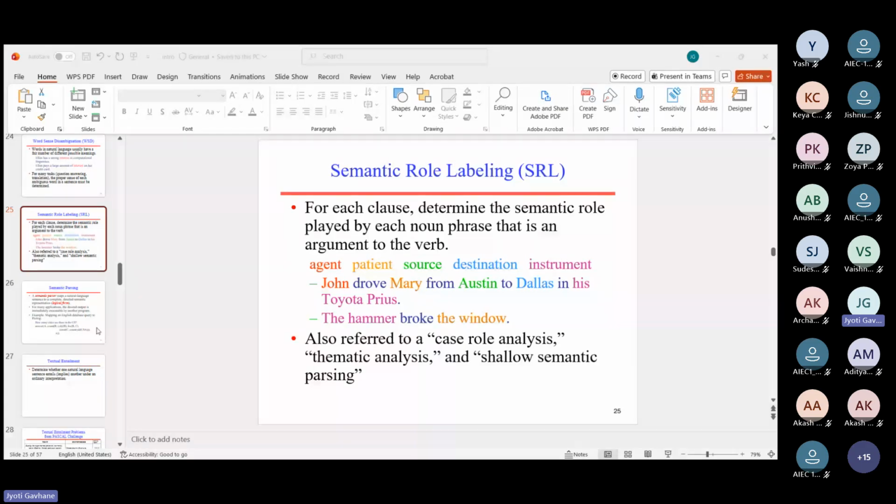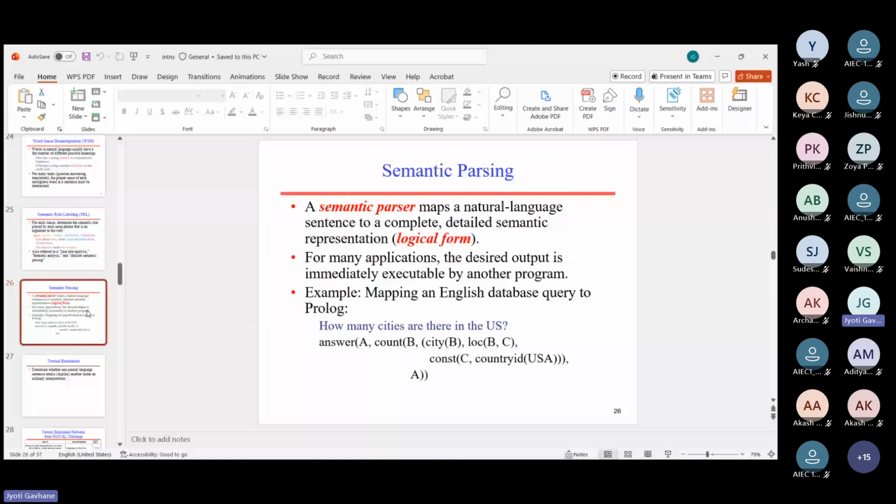So coming to semantic parsing, it is a parser which maps a natural language sentence to a complete, detailed semantic representation.